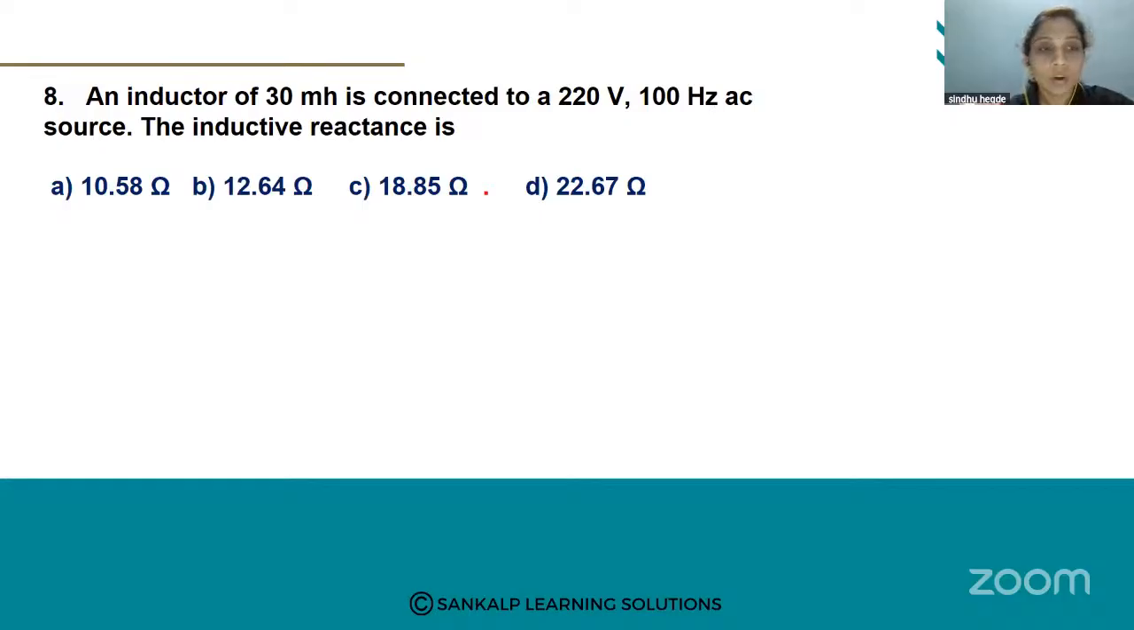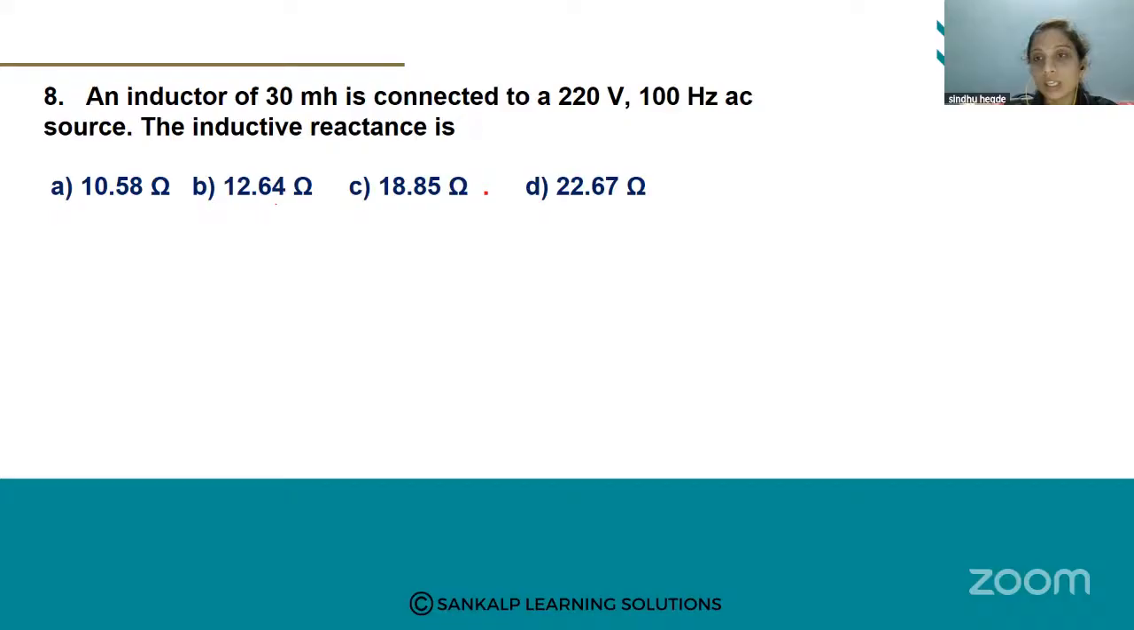An inductor of 30 millihenry is connected to a 220 volt 100 hertz AC source. The reactance is? Here they ask a question related to inductive reactance. You should remember the formulas. Okay, you should remember all the formulas if you want to solve this. Inductive reactance: first option 10.58 ohm, second option 12.64 ohm, third option 18.85 ohm, and fourth option 22.67 ohm.